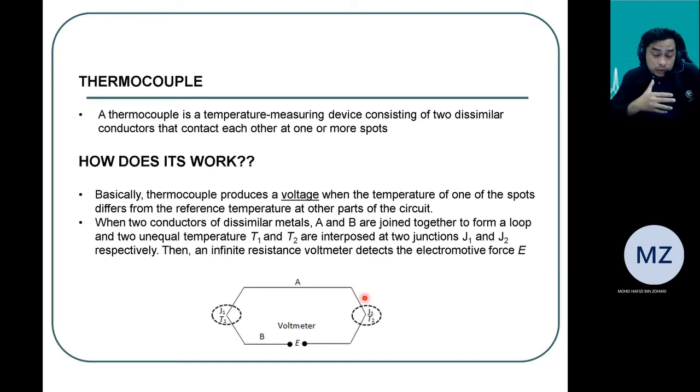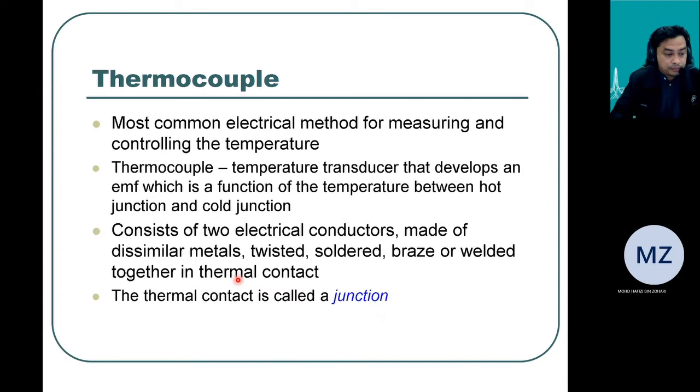All right, so we go further so that we can see how it works in detail. I frequently use the term junction. Usually if you have a thermocouple, you have two junctions. Like I said, you have one junction for the reference and one junction for the measuring device.